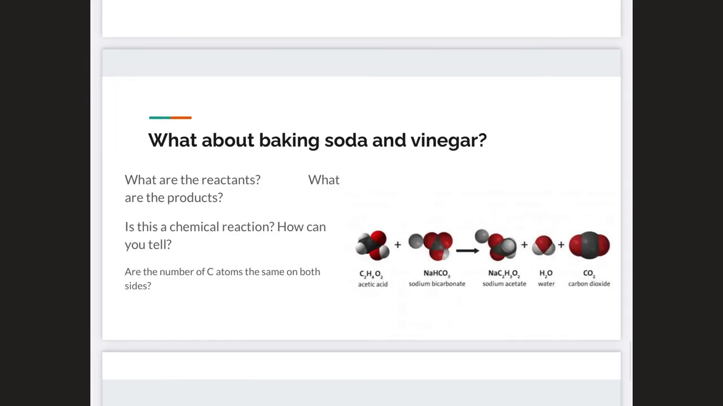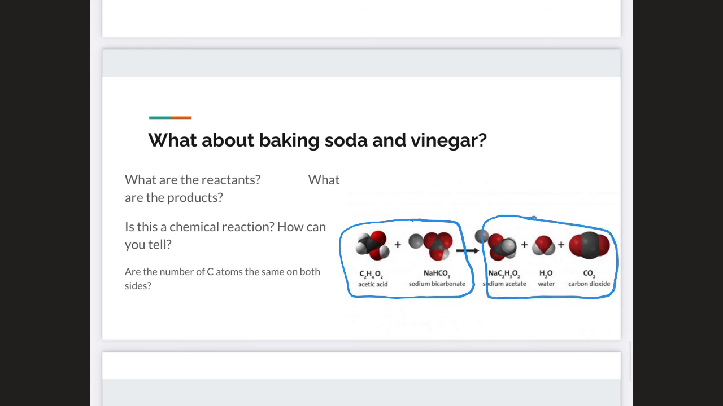All right, how about baking soda and vinegar? What are your reactants and what are your products? So hopefully, again, you said that these over here, these are your reactants. And then this over here, this is your product. So reactants, products. So remember, what goes into the reaction are the reactants, what comes out of the reaction are the products.